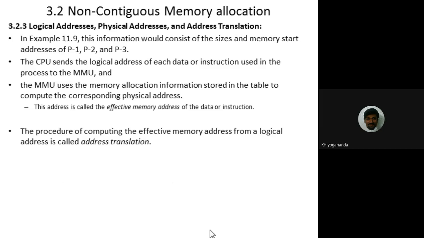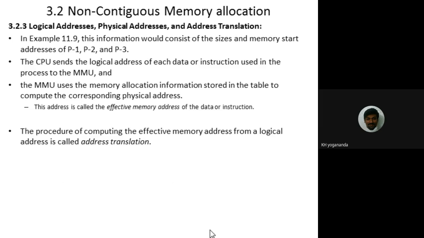Once we obtain the sizes and starting addresses of the components, the CPU sends the logical address of each data item, or of the instruction used in the process, to the memory management unit, MMU. The MMU then uses the memory allocation information stored in the table to compute the corresponding physical address. Whatever physical address we obtain is called the effective memory address of the data or the instruction. How does the address translation work?